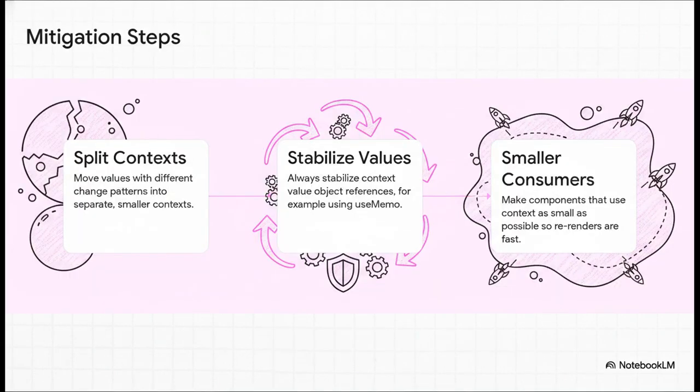Now, it's not all doom and gloom. You can fight back against this. Based on Klepov's work, there are some clear rules to follow. First, break your contexts up. Don't have one giant app context. Have a theme context, an auth context, and so on. Second, you have to stabilize the values you pass in, usually with useMemo. And third, the components that actually use the context, keep them as tiny as possible. So yeah, you can make it work, but you have to be disciplined about it.